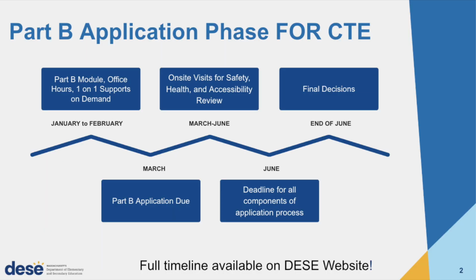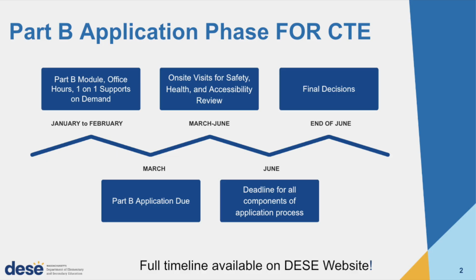First, let's review the Part B application timeline. In December and January, schools moving on to Part B should discuss Part A feedback with their CCTE liaison. In January and February, drop-in virtual office hours with DESE CCTE staff and technical assistance partners are offered to applicant school teams. The Part B application submission is due via CHAMP in March.